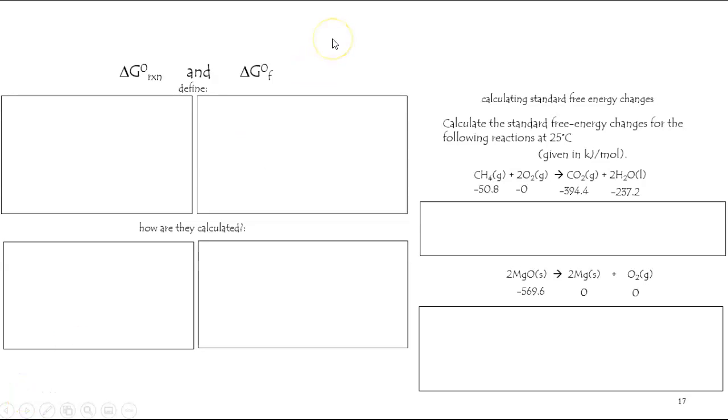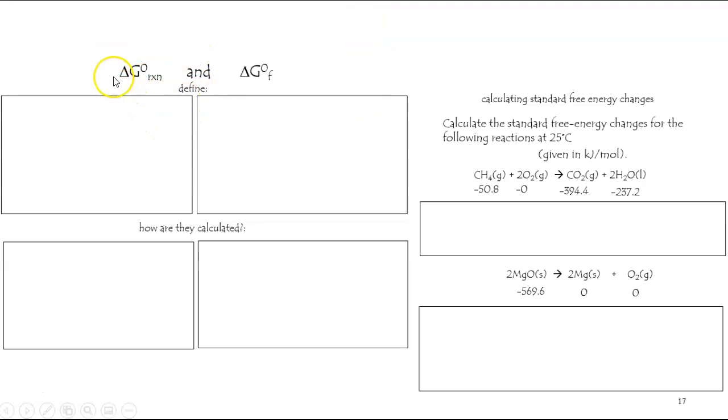Hey, this is Dr. B, and let's talk about changes in free energy. Free energy is the total change in energy for a system, considering both enthalpy, temperature, and entropy effects. And if it's a negative value, it means it's spontaneous.